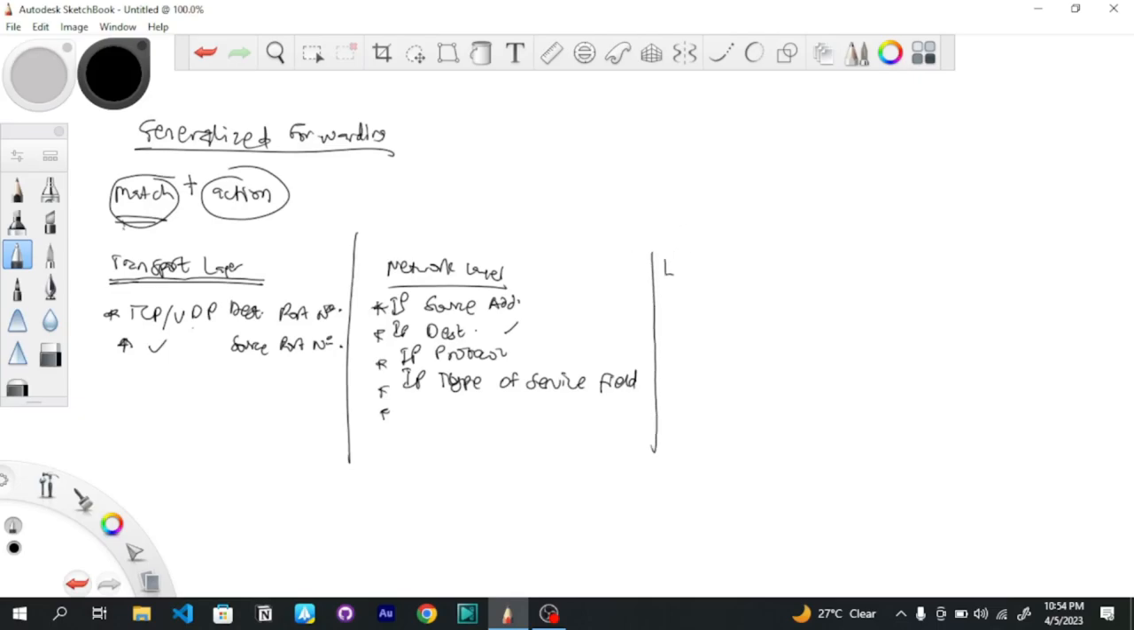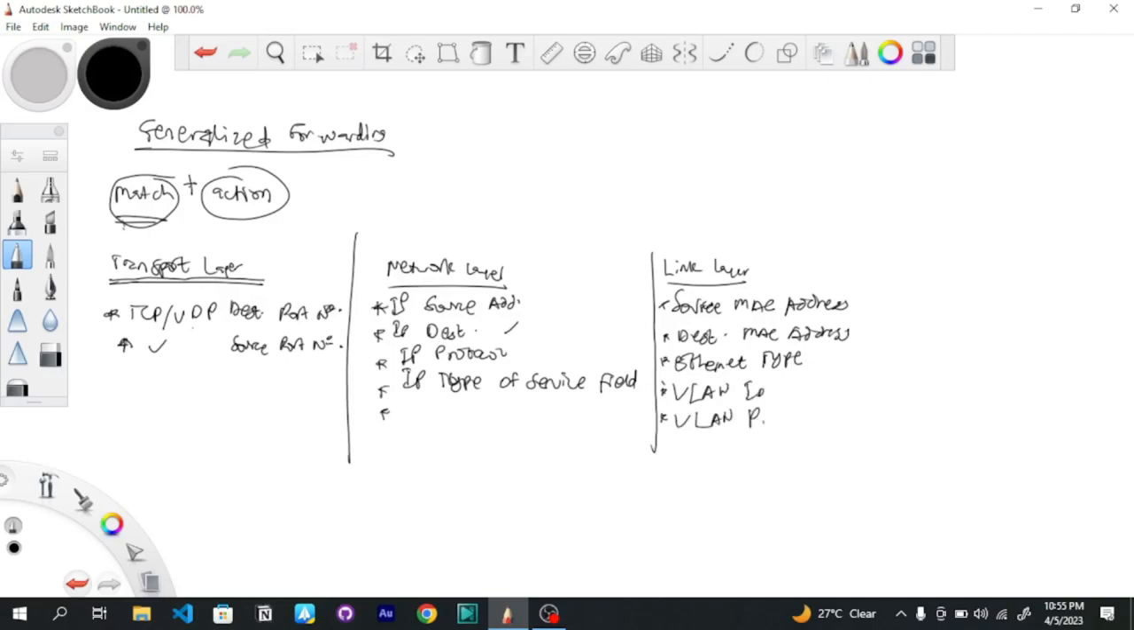You understand? Now we come to the link layer, or the data link layer. We can have several fields that we can talk about. We can talk about the source MAC address. We'll talk about MAC addresses when we get to the address resolution protocol. We can talk about the destination MAC address. We can talk about the Ethernet type. There are several types of Ethernet. Ethernet 1.0, and then I've got another one. I don't think it's 2.0. We can talk about the virtual LAN ID, and then we can also talk about the virtual LAN PRI. And then for the physical layer, we can basically talk about the ingress port. Ingress port is basically the port you come in with.